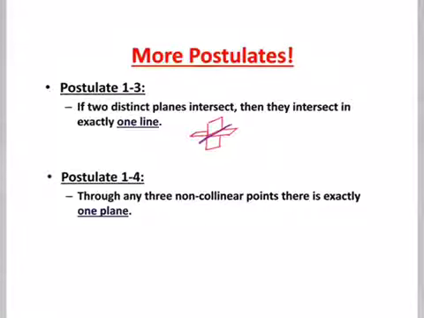Postulate 1.4, through any three non-collinear points, there is exactly one plane. So if you have three non-collinear points, and non-collinear means not on the same line. So here I've got A, B, and C, and I can't draw a single line that would contain all three at this point, so I know that this is going to define a plane, or it could define a single plane.